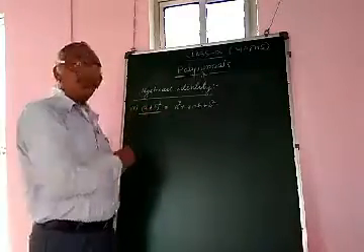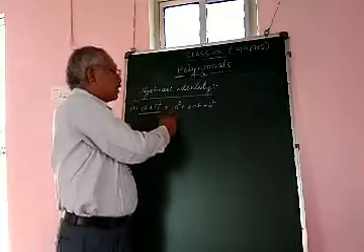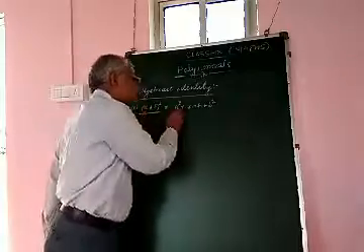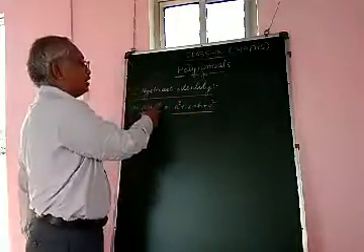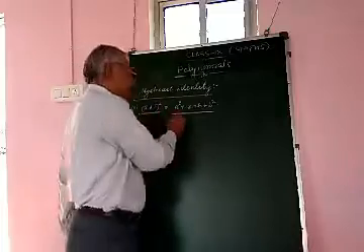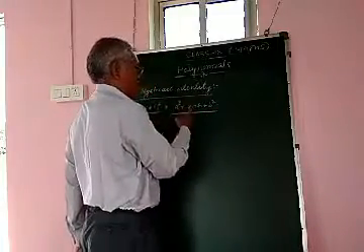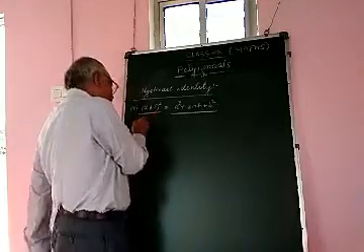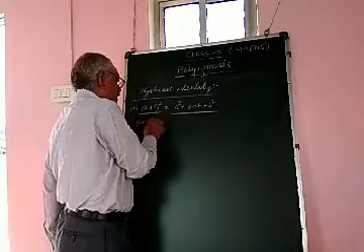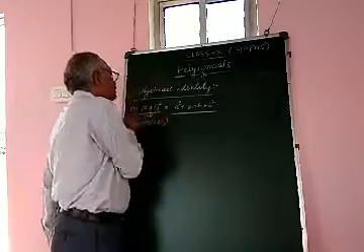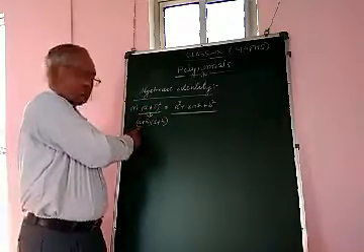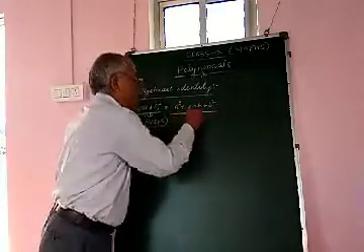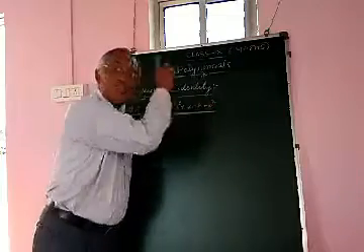Now a plus b whole square is equal to a square plus 2ab plus b square. This is the expansion form of a plus b whole square. And the factorization of a square plus 2ab plus b square is a plus b whole square, which you can write as a plus b into a plus b. This is the factorization form of a square plus 2ab plus b square.